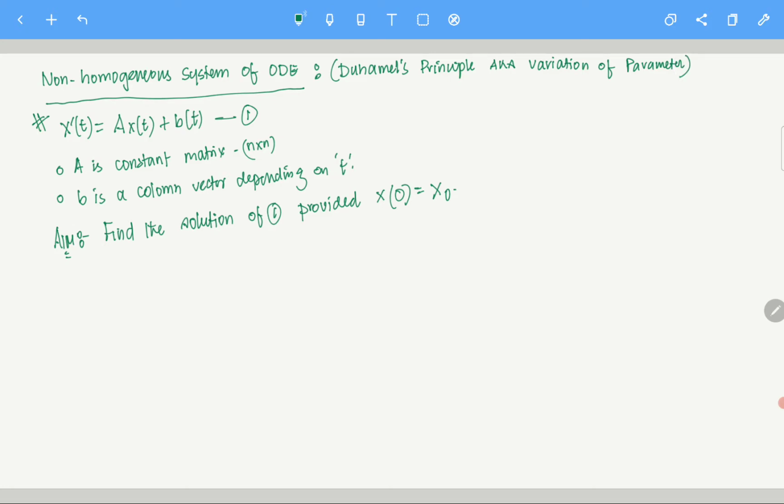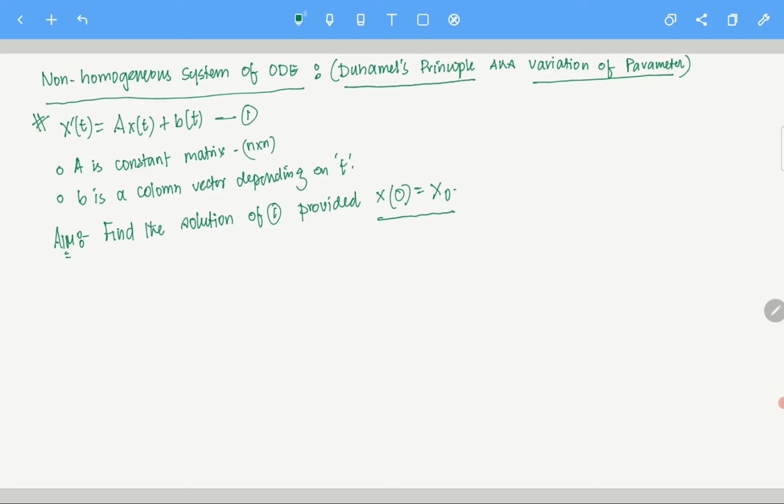I want to find out the solution for this problem. Now of course, if it is given that x at 0 equals x naught, then we are basically looking at a particular solution for this problem. Now how to get that solution, let's look at it. I think you guys know from ordinary differential equations, there is something called the principle of variation of parameter. We are going to do exactly the same kind of thing. In this case it's called Duhamel's principle.